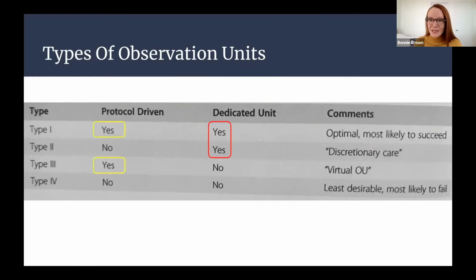The second differentiating factor is, are your units driven by protocols and pathways? So what does that mean? If a patient comes in with chest pain, do you have a specific pathway for what you're going to do for those patients? The units that are protocol driven and have pathways and have a dedicated space are the most optimal and likely to succeed.